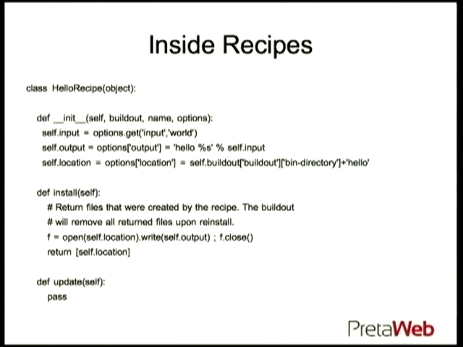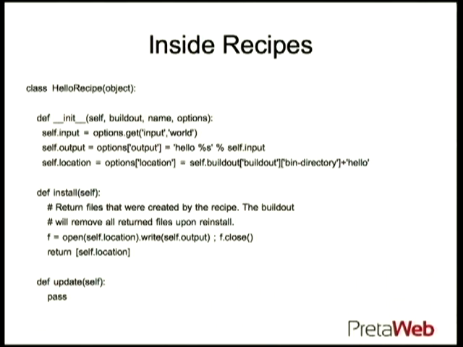So recipes, again, you probably aren't going to be writing a recipe, but I think understanding how recipes work helps you understand what's going on with build-out. Instead of reading these build-out tutorials and saying, oh, it installs this and it does this, if you understand how they work a little bit, I think it helps. So here's an example recipe. All a recipe has to do is have a class. It doesn't have to inherit from anything. It just has to have 3 methods: an init, an install, and an update.